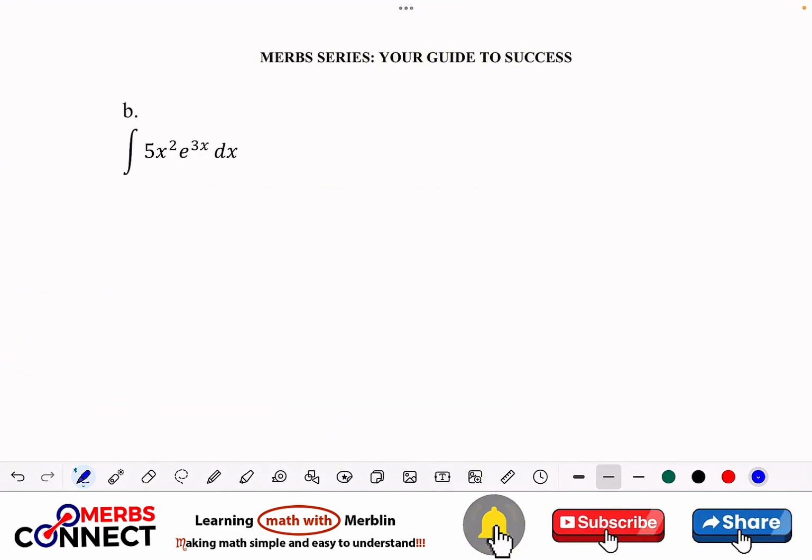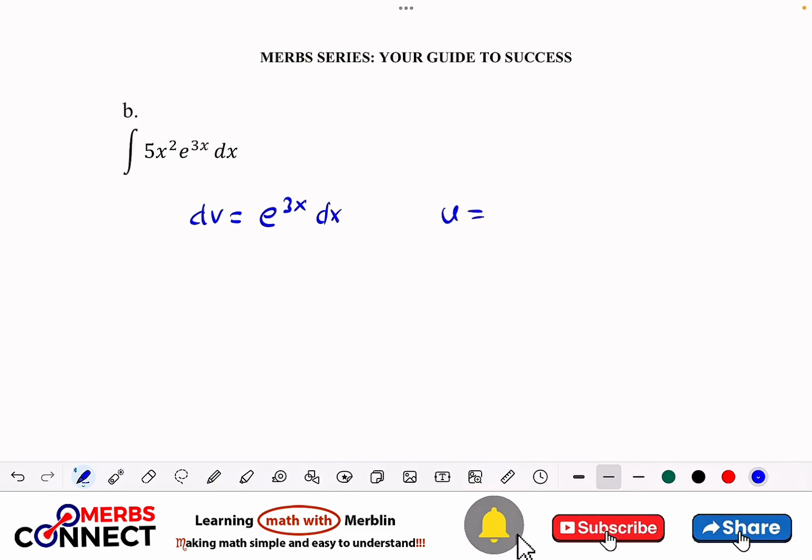And let's look at B, still an exponential function. Now in this exponential function, we can see that the polynomial function here is squared. So it means that here we are going to take the integration by parts 2 times. Let's see how. As we said, let your dv be equal to, always choose your dv first. So your dv should be equal to the exponential function dx. Then everything left is now for u, which is going to give us 5x squared.